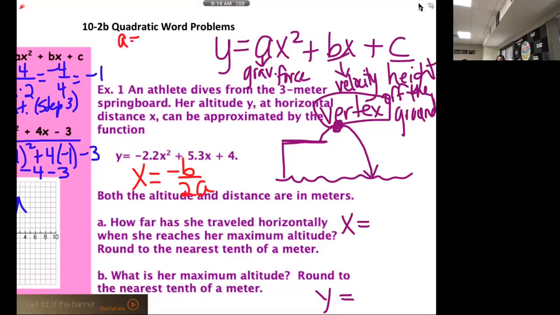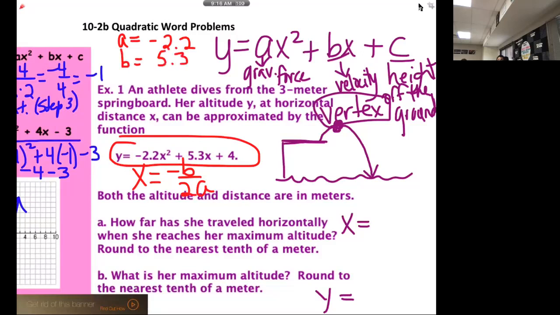Here's our equation. What's our A? Negative 2.2. What's our B? And what's our C? Yeah, that's irrelevant. We don't need C today. Okay, so let's plug that in. Negative B, so that would be negative 5.3 divided by 2 times negative 2.2. Well, 2 times negative 2.2 is, I believe, negative 4.4. So this is negative 5.3 divided by negative 4.4.